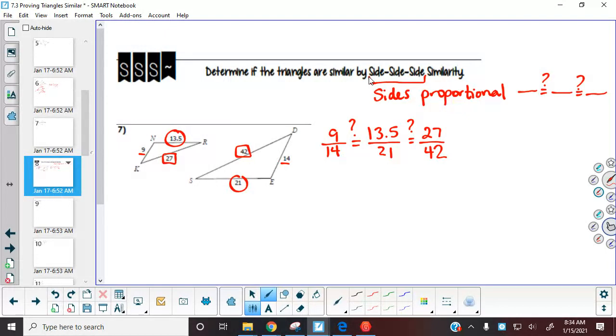So what I would do is just type it in my calculator. I would do 9 divided by 14. That gets me approximately 0.643. I would do 13.5 divided by 21. That gives me the same thing. And then I would do 27 divided by 42, which is going to give me the same thing. Now, they have to be exactly the same. And if you actually do it on your calculators, you will see that they are exactly the same. And so because they're exactly the same, we would say yes by side, side, side.